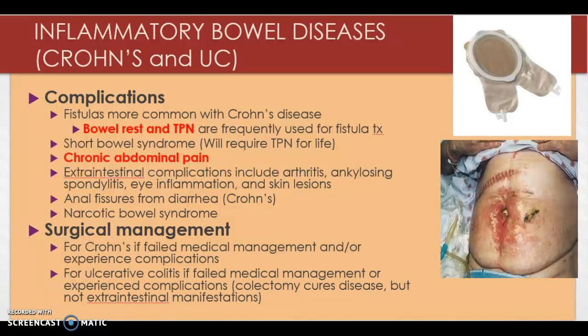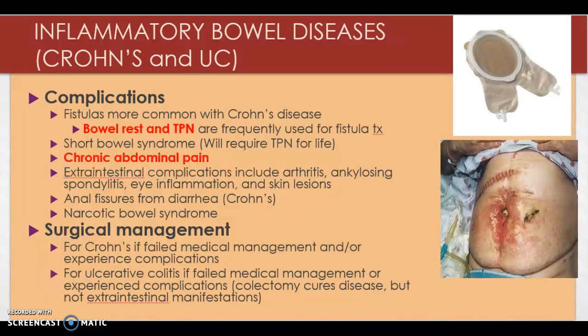I think we ended up on this slide talking a little bit about fistulas, and how those are more common with Crohn's disease. Typically, you're going to see the same things we've seen for a lot of other conditions. When they have a draining fistula, often they're going to be put on bowel rest, meaning they're likely going to be NPO. They may be put on TPN, IV, for a period of time.